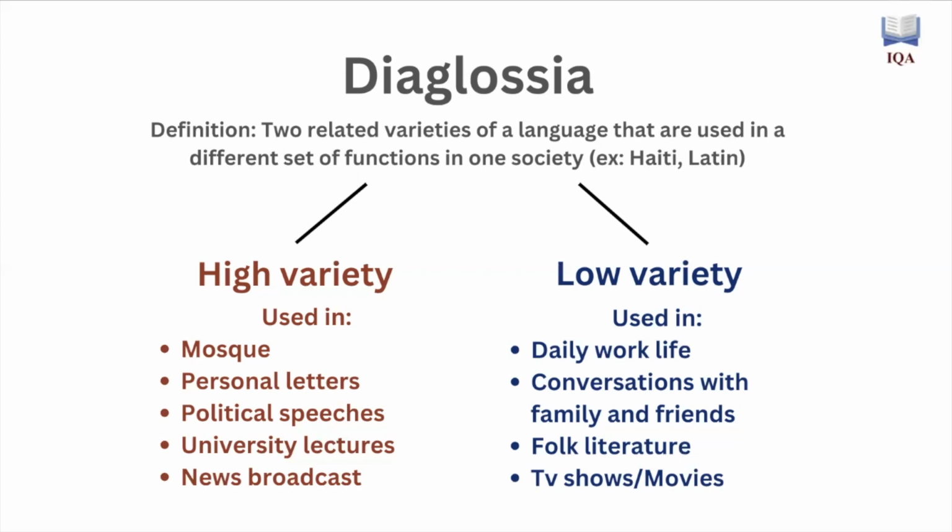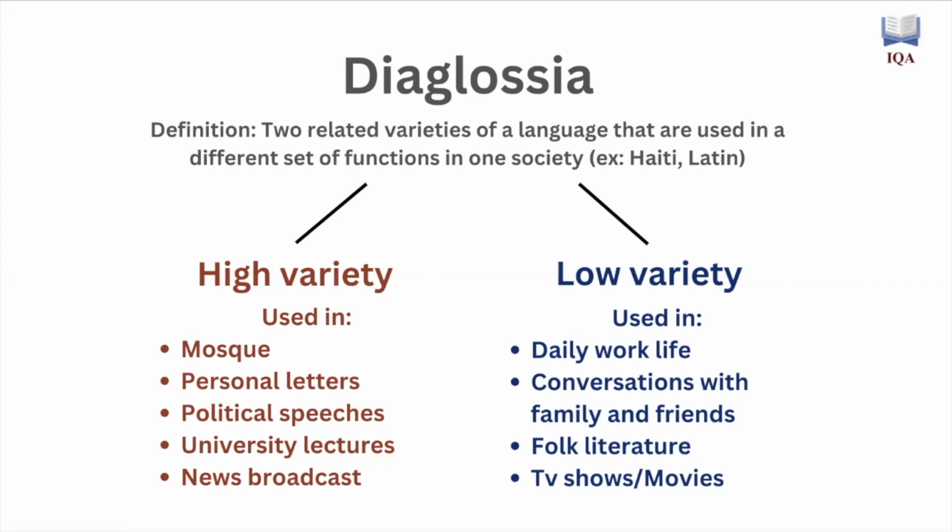Latin just became a dead language, but there was this time when there was this diglossia, where you have two varieties of the same language that are being used for two different functions. Now, usually when you have diglossia, you're going to have a high variety and a low variety. So the high version of the language is going to be used for mosque, meaning religious functions, personal letters, political speeches, university lectures, news broadcasts. Okay, so for these types of very formal settings, the higher variety of the language is going to be used.